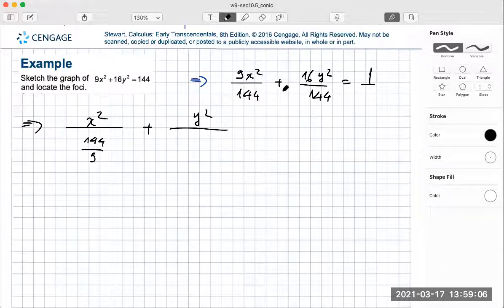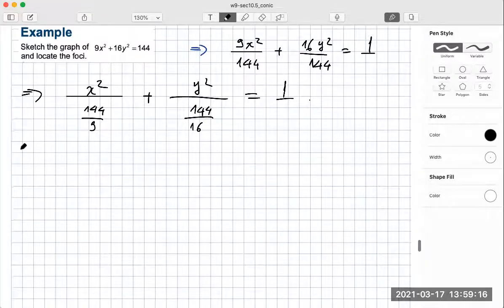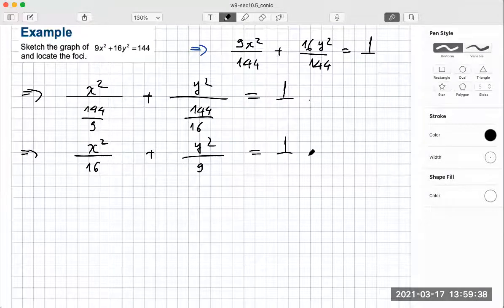Y squared, we can write it this way, 144 divided by 16 here, right? Is equal to 1. And after computing this, we know that 144 divided by 9 gives us 16, right? Yes. And y squared divided by 9 is equal to 1, right? We're getting closer and closer.